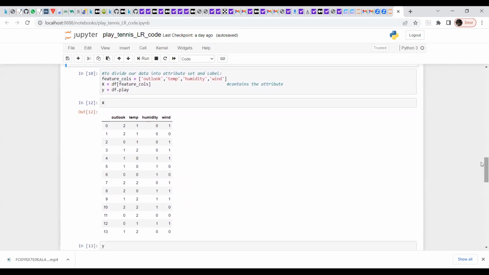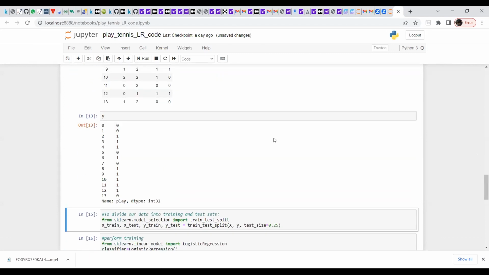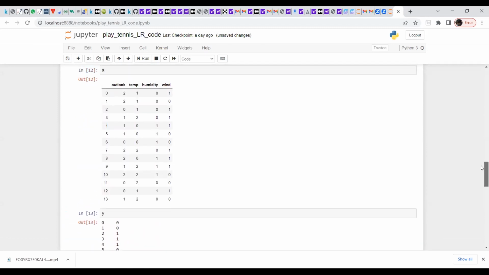So these are the feature columns. So again, this is X. X depicts the feature columns, which are outlook, temperature, humidity, and wind. And Y depicts the target variable, which is that depending on a combination of these, whether I will go for playing outside or not.